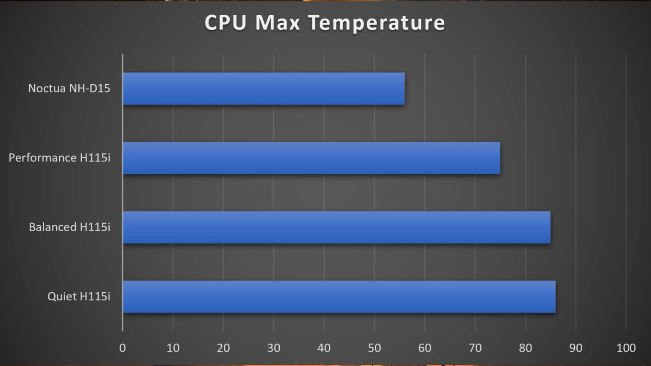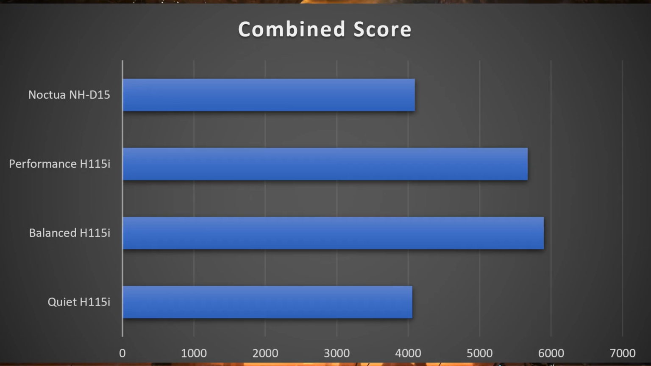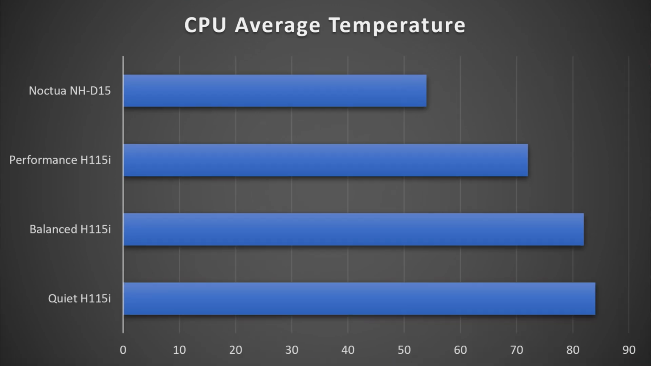Then we've also got the CPU max temperature, this is the important one. When it comes to the CPU max temperature, the Noctua NH D15 never went above like 56 degrees, and the performance H115i, it was insanely loud. It never went over 75. The balanced and the quiet, there's a difference in sound, but not really different in temperatures. The average temperatures tell the same story. They kind of just evened out.